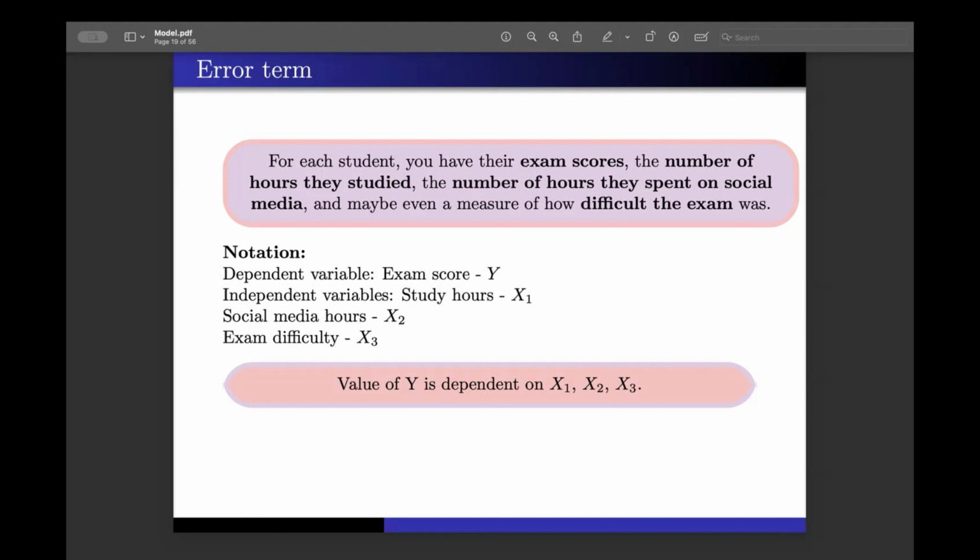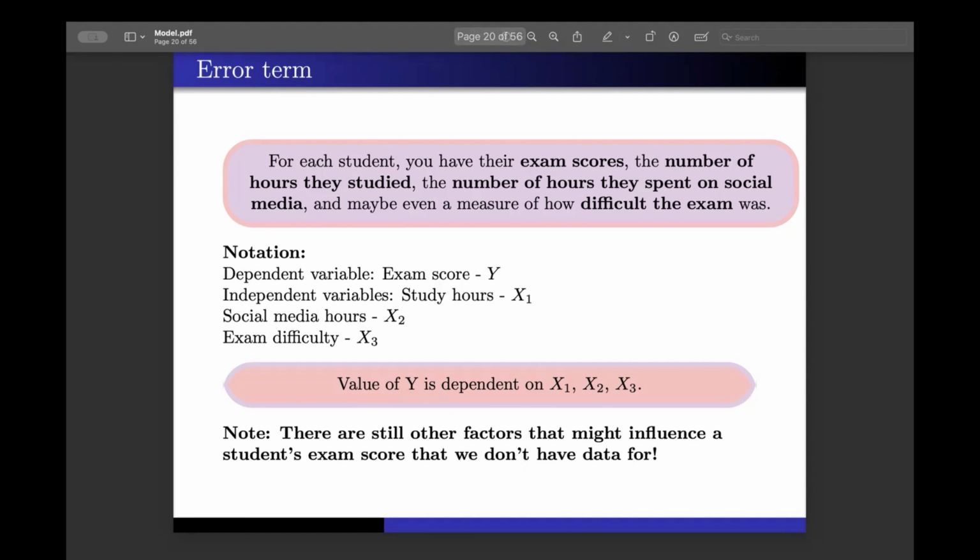So this exam score might be dependent on the number of hours they spent on social media. And X3 is the difficulty level of the exam. If the exam is super difficult, then the exam score might not be that great. So this value y, this value of the dependent variable, is dependent on all these independent variables. But wait, there might be some other factors that would influence the value of the student's exam score.